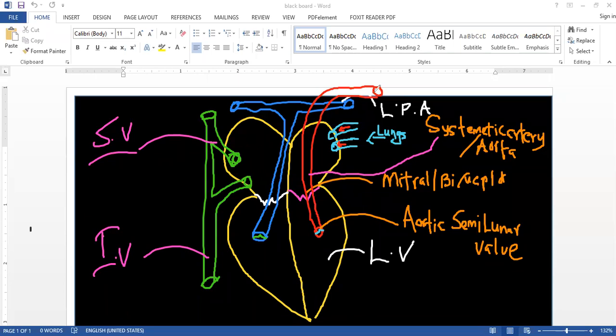And you must know one more thing. The wall of the left ventricle is thicker than the right ventricle. Remember that this is the right ventricle and this is the left ventricle, which is thicker than the right. We'll study why later. This is the right atrium, right ventricle, left atrium, and left ventricle.